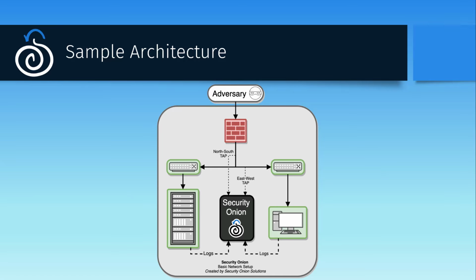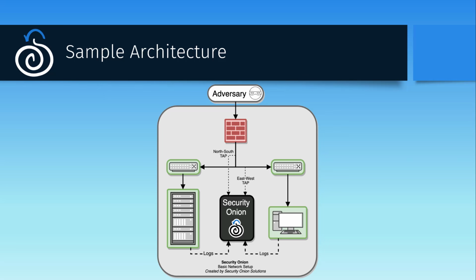This very simple sample architecture shows how a Security Onion deployment might look in a small enterprise. As you can see, we have an adversary out on the internet attempting to attack our network. To help us detect these malicious activities, we've got a Security Onion server set up in the data center, ingesting data from a few different sources.